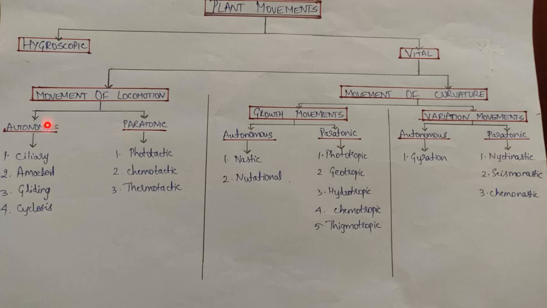These autonomous movements are spontaneous. The stimuli are internally generated in the plant; the stimuli are not external. Under that we have four types, so let us see all these four types.